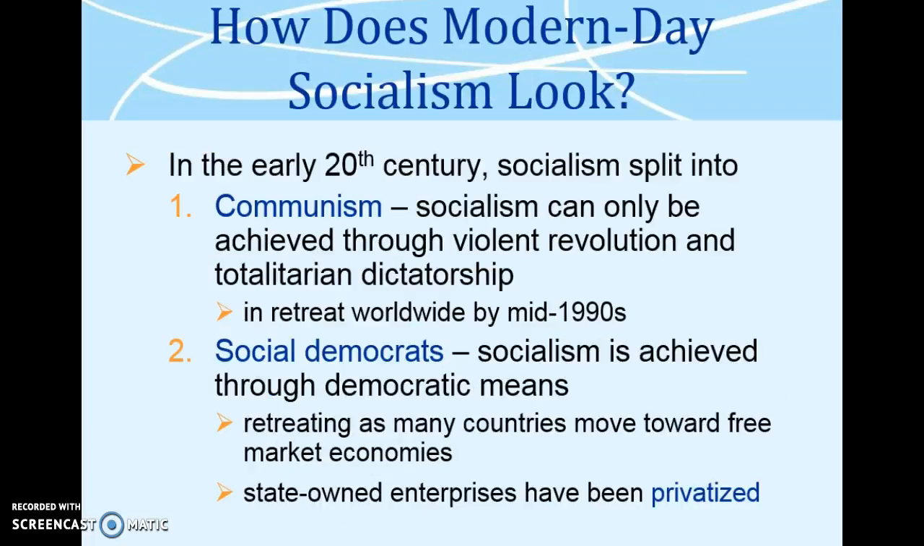How does modern-day socialism look? In the early 20th century, socialism split into: 1. Communism. Socialism can only be achieved through violent revolution and totalitarian dictatorship, and it retreated worldwide by the mid-1990s. 2. Social Democrats. Socialism is achieved through democratic means, retreating as many countries move toward free market economies. State-owned enterprises have been privatized.